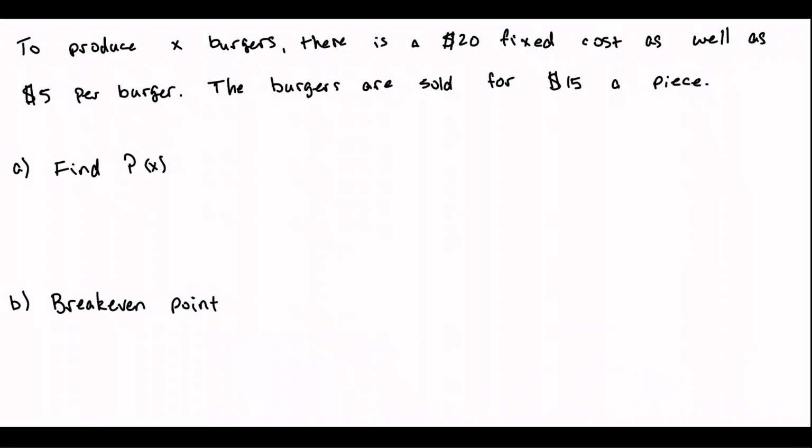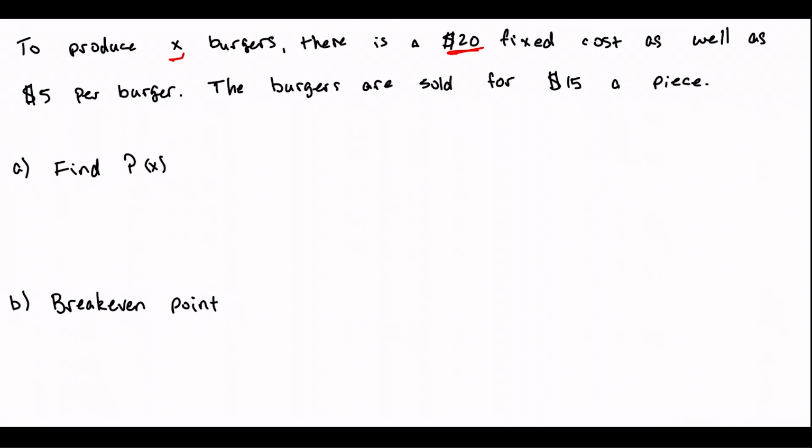To produce x burgers, that's just to produce a certain number of burgers, there is a $20 fixed cost, as well as $5 per burger. Fixed cost of $20 as in no matter how many burgers you make, it's 20 bucks. And it's $5 per burger, as in if you make 100 burgers, you're going to have $500. It's a variable cost. It changes with the number of burgers you produce.